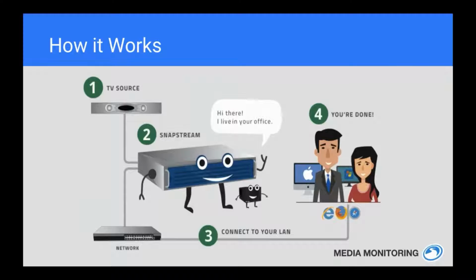So, just to describe our solution a little bit more, Snapstream is an appliance that lives at your location, and so that's what you see here in number 2. You connect your TV source, so that could be a TV set-top box. It might be just plain old cable TV into the back of Snapstream. And Snapstream is then connected to your local area network.